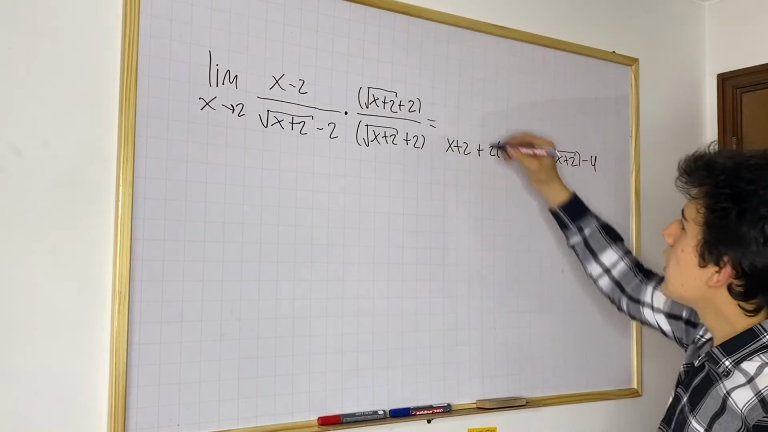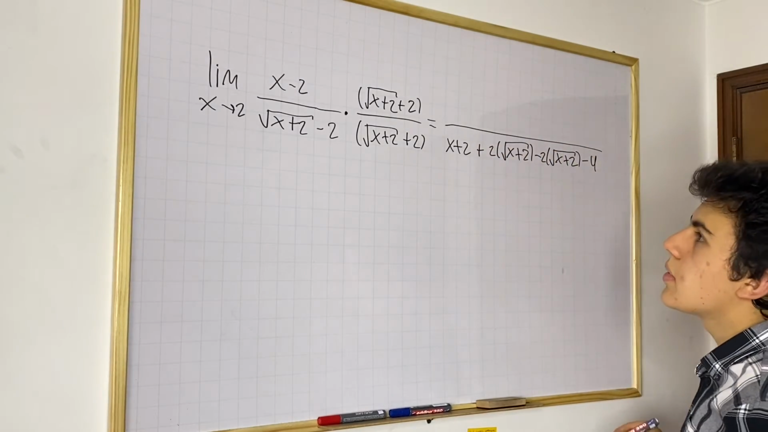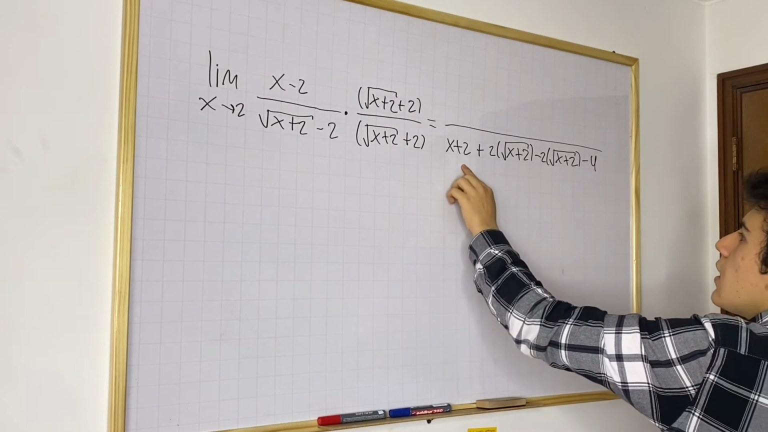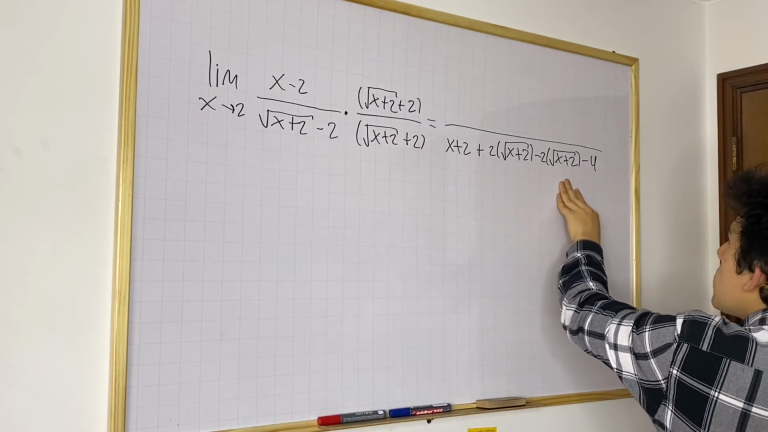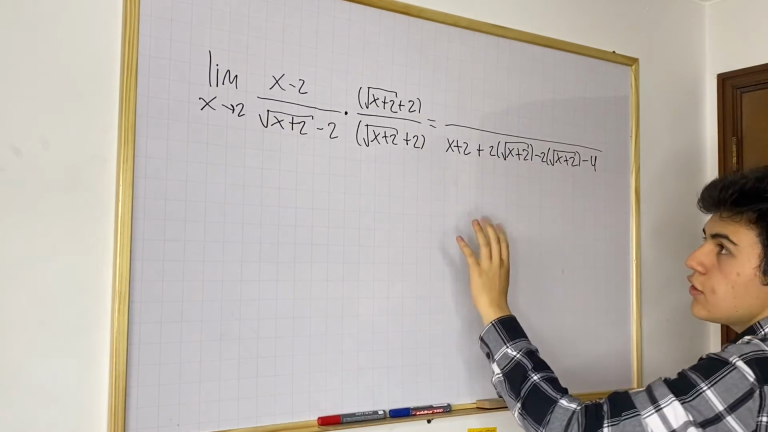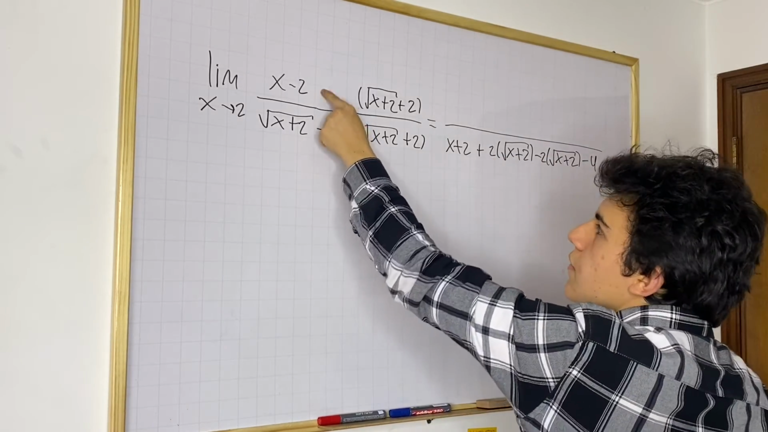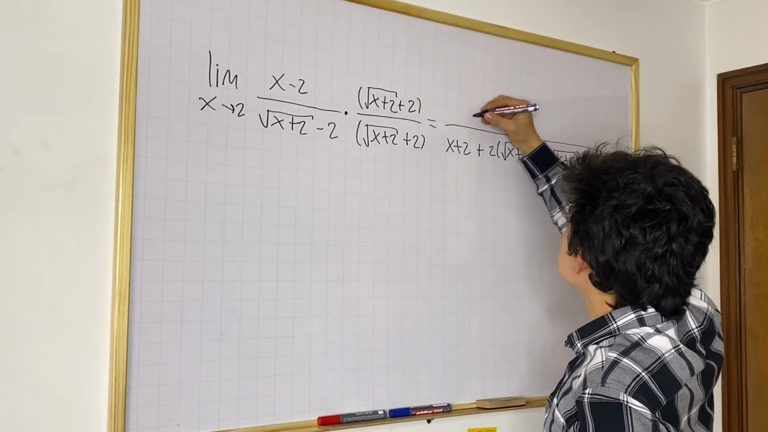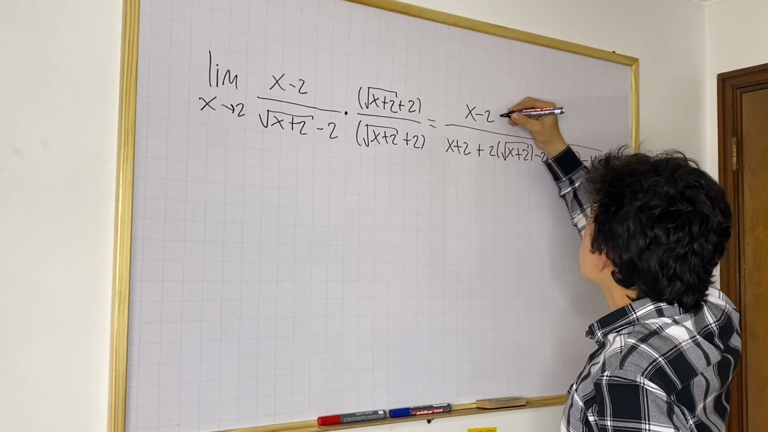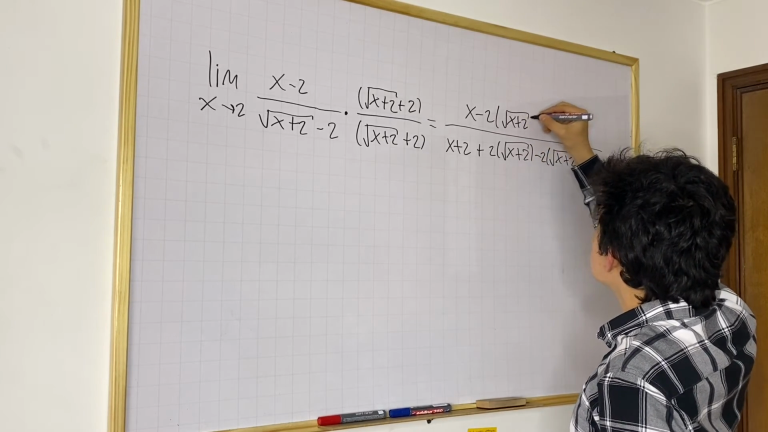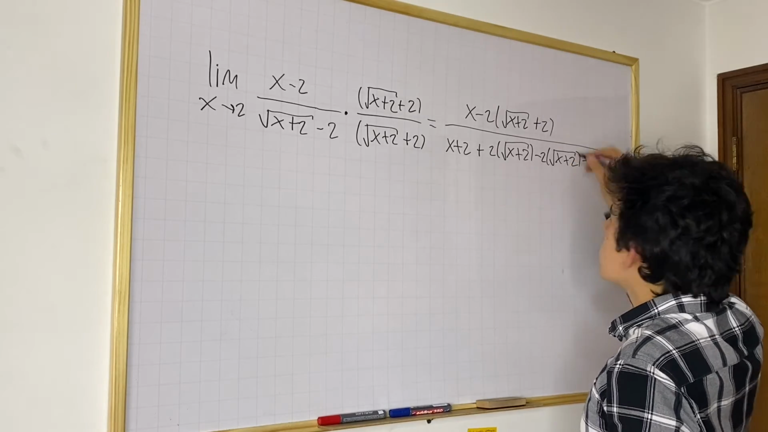Cool. And now let's see how it goes on the top. So when we FOIL, we're going to have these two terms go out. We get positive 2 and minus 4. That goes to minus 2, x minus 2. And we have x minus 2 on the top. So we know we can cancel out straight up from there. So we're going to have x minus 2 times square root of x plus 2 plus 2.